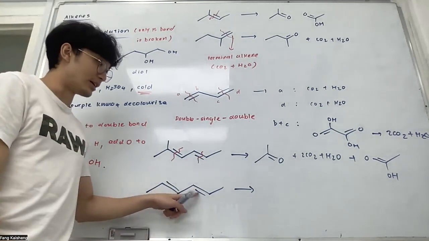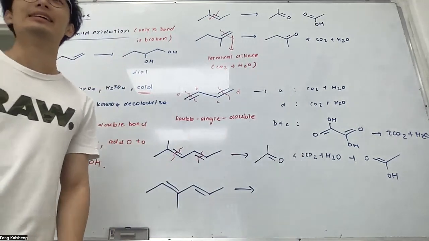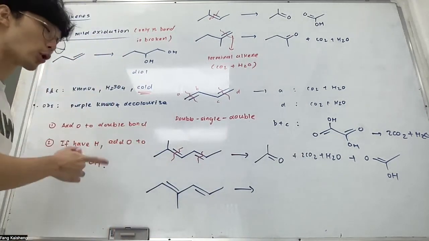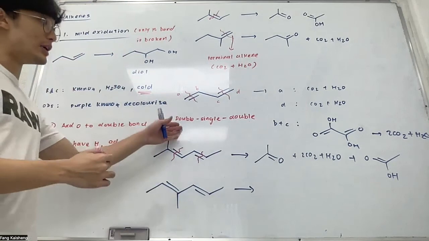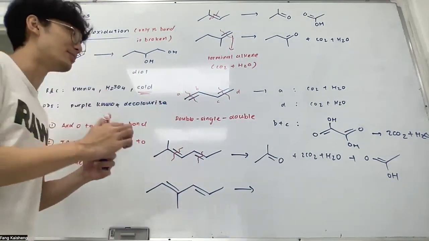I see a double, single, double. So I get carbon dioxide and water, right? No, okay, so this question here is trying to prove a point. This is not a foolproof pattern. I need you to be a bit more flexible than that.